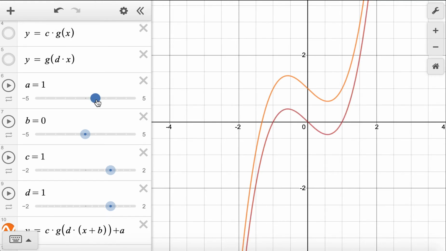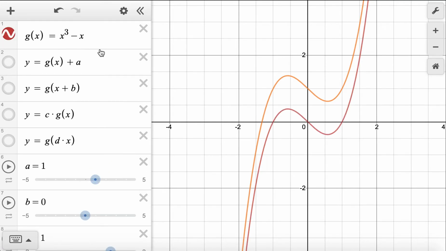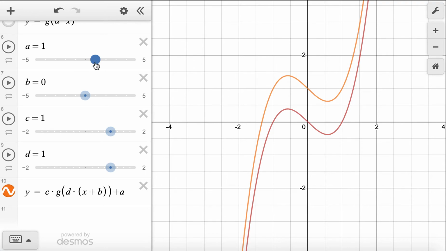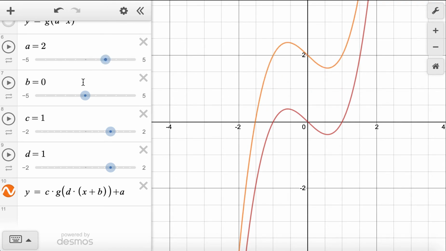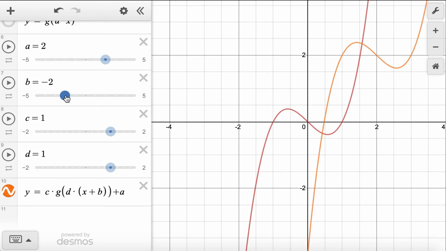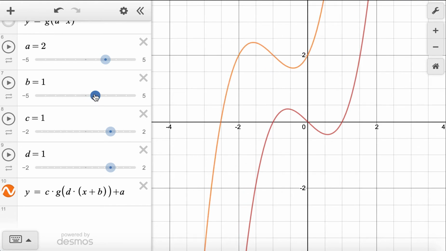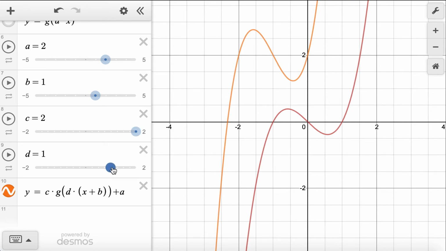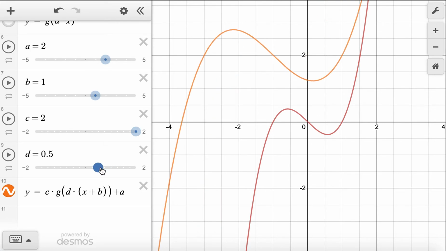Oh, let me undo this one. So the red one is still the original. I could add something to the end. I could add or subtract something with x. I could do a vertical stretch or a shrink. I could do a horizontal stretch or a shrink. I could combine all of those effects together and get a graph that has sort of the combined effects of all those transformations.